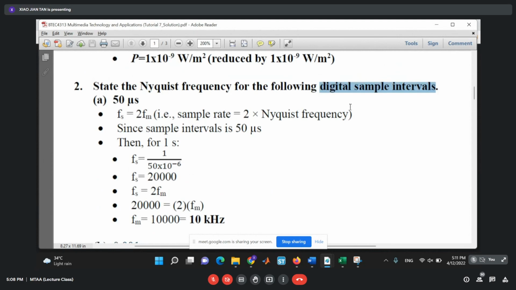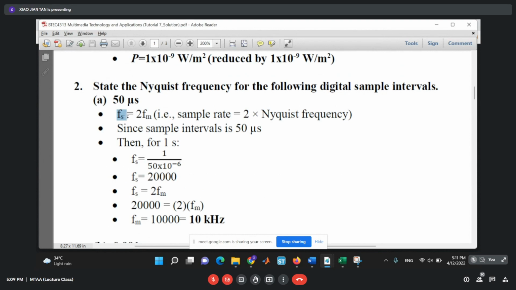The Nyquist theorem is applied when you want to perform sampling from an analog signal. So FM should be the input analog signal. Say you are using 50 microsecond. So this is the equation. This is the sampling frequency, which is the Nyquist frequency.